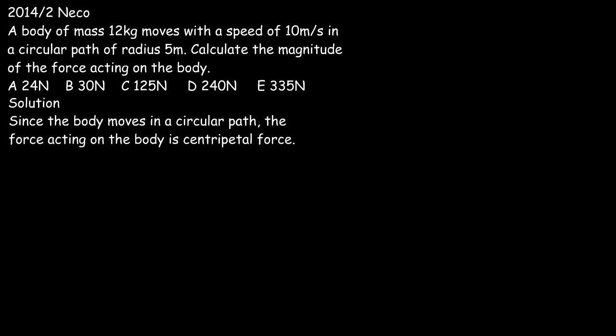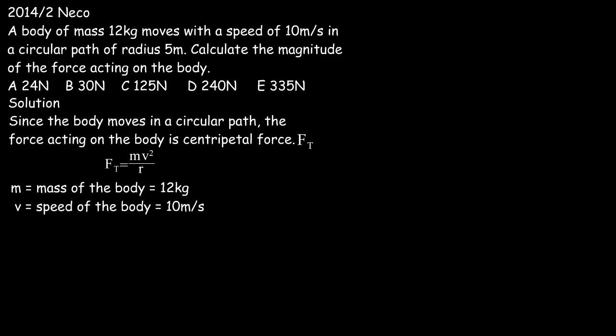Now, for our solution, since the body moves in a circular path, the force acting on the body is centripetal force, which is Fc. Now, Fc is equal to mv squared over rho, where m is the mass of the body, and in our question is 12 kg. v is the speed of the body, given as 10 meter per second, and rho is the radius of the circular path, given as 5 meter.